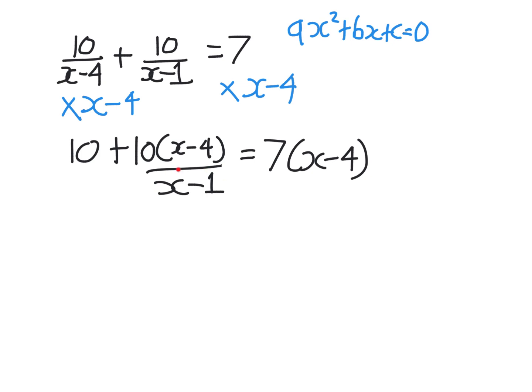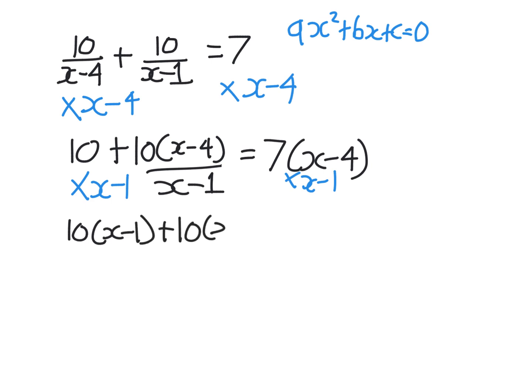So now I'm going to get rid of this fraction by timesing each side by x minus 1. Once again, what you do to one side, you must do to the other. So I get 10 lots of x minus 1 plus 10 lots of x minus 4, and I have my 7x minus 4, but I have to now multiply that by x minus 1. Okay, now we have something that's starting to look a little more like that.